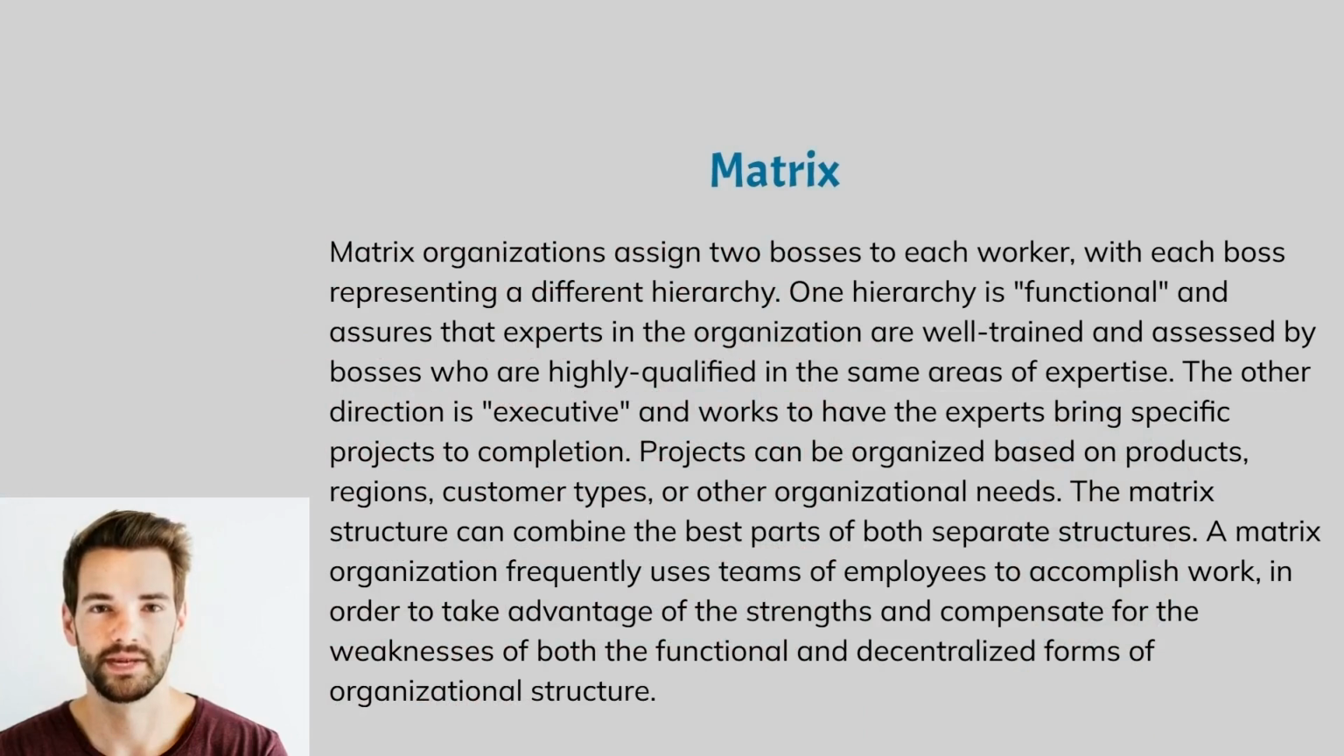Matrix organizations assign two bosses to each worker, with each boss representing a different hierarchy. One hierarchy is functional and assures that experts in the organization are well trained and assessed by bosses who are highly qualified in the same areas of expertise. The other direction is executive and works to have the experts bring specific projects to completion. Projects can be organized based on products, regions, customer types, or other organizational needs.